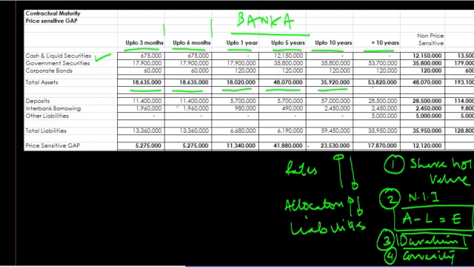And while they have some exposure in the first 3 buckets, which is 3 months, 6 months, and 1 year, a large part of their exposure is in the longer term tenors. Okay. Over here you can see that there is a heading that says contractual maturity, or price sensitive gap.